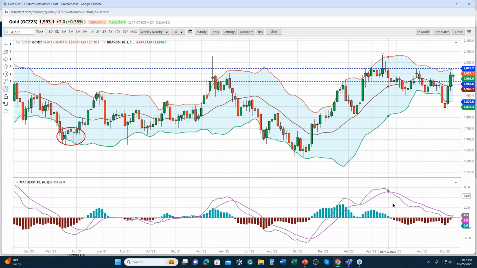Now, what do we see from our MACD? Well, recently we've had a lot of negative momentum, a kind of sideways price action, but we are now back above the zero line. So that is confirming to us that the price action we're seeing is demonstrating an uptrend. What we are also seeing here at the weekly is that our MACD line is crossing our signal line.